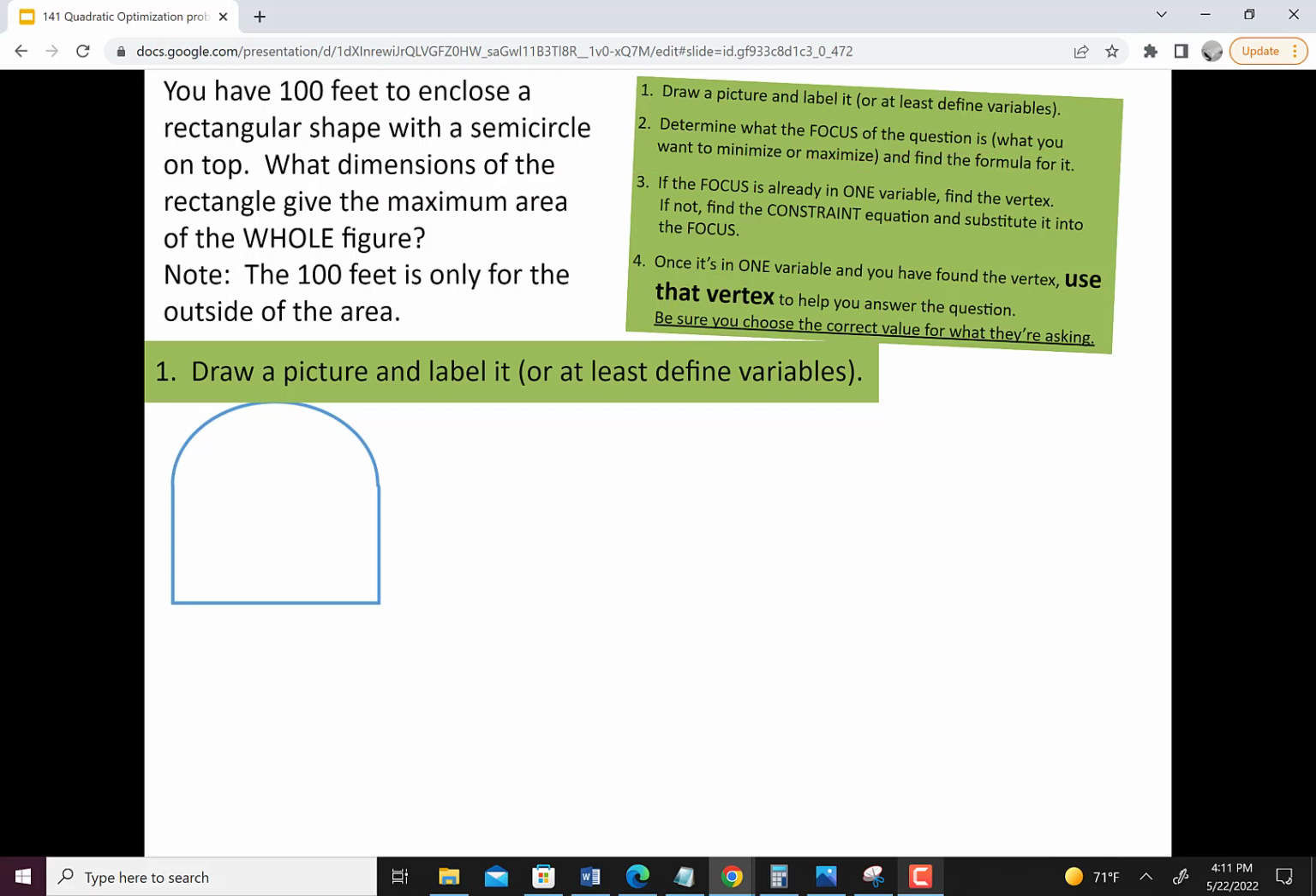So first we need to label it. Of course, it's got a length and a width. So let's call it L and W. And it's also got a radius because you've got a semicircle. And we're done with step one.